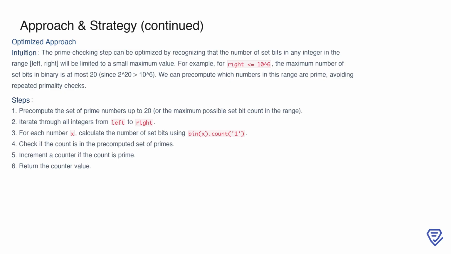First, we create a set of prime numbers up to 20. Then, as we iterate through the numbers in the range, we calculate the number of set bits for each number, and simply check if that count is in our pre-computed set of primes. If it is, we increment our counter. By eliminating repeated primality checks, this approach significantly improves efficiency while maintaining accuracy.